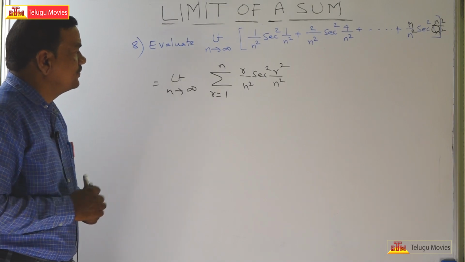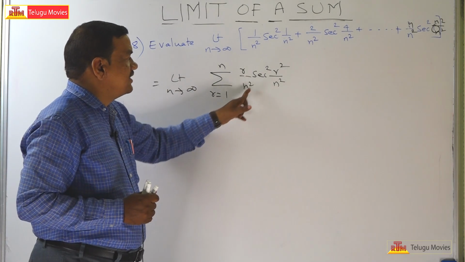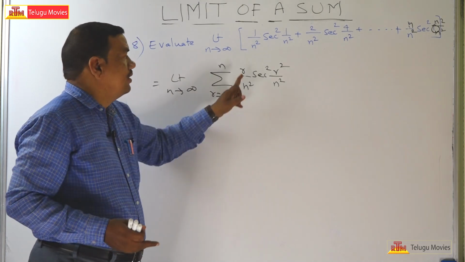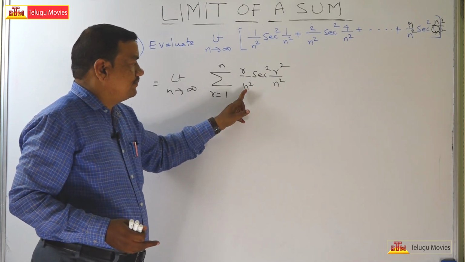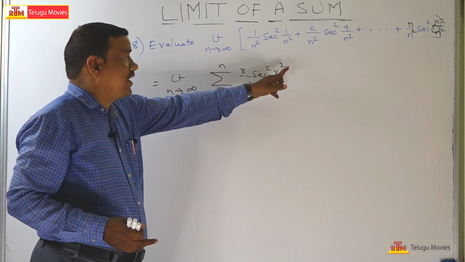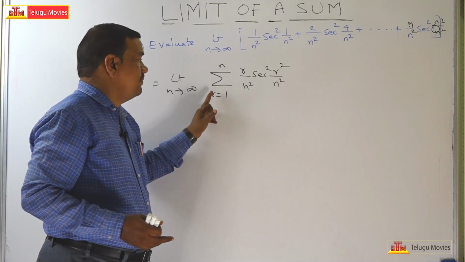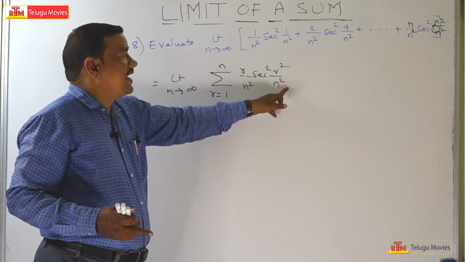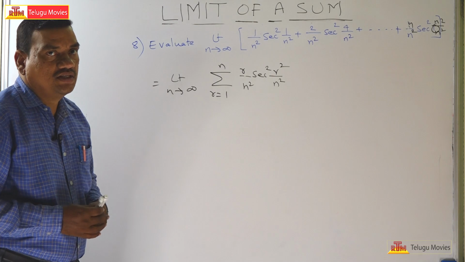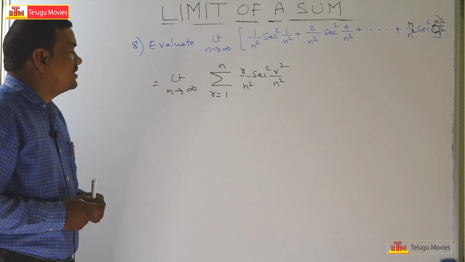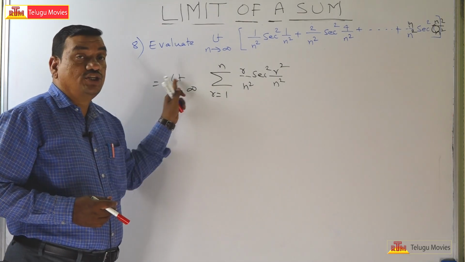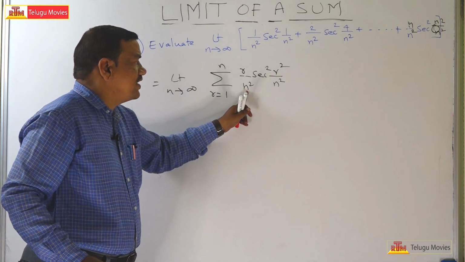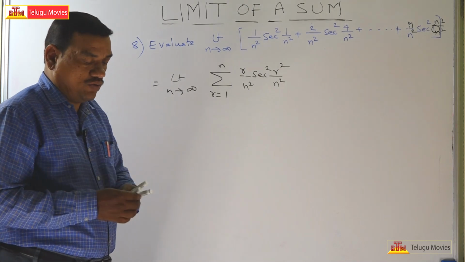Now, check it. First put 1 here: 1 by n square secant square 1 by n square. Put r equal to 2: 2 by n square secant square 4 by n square. Last term: n by n square secant square n square by n square. Understand this? Right. Now, in between these two, we want 1 by n. So here r by n square is there, no? Take 1 by n outside, okay?